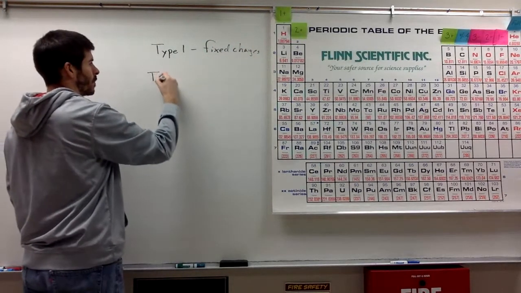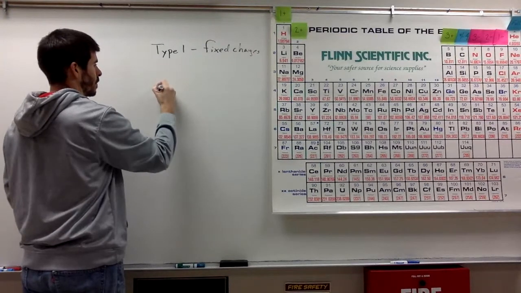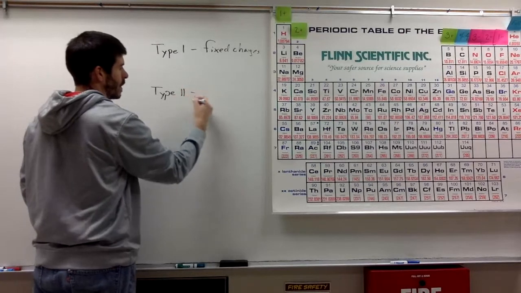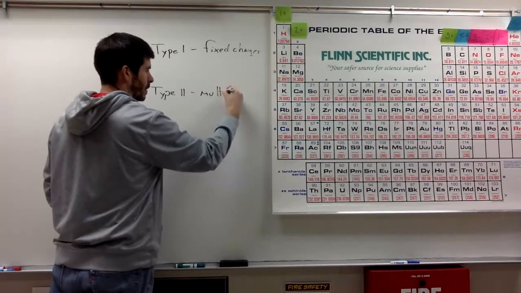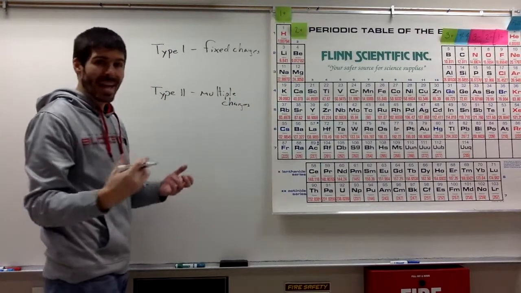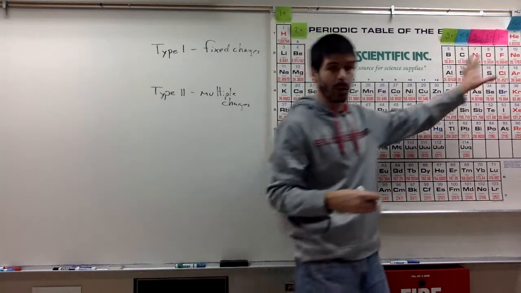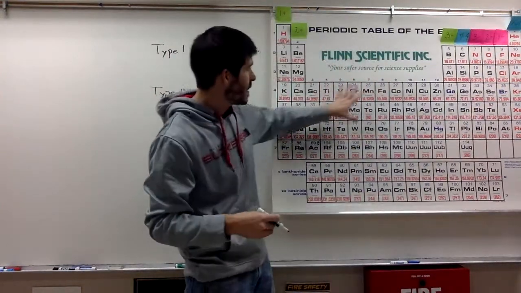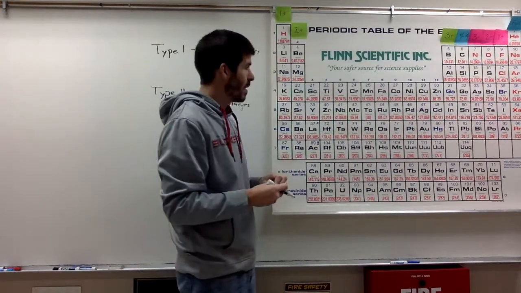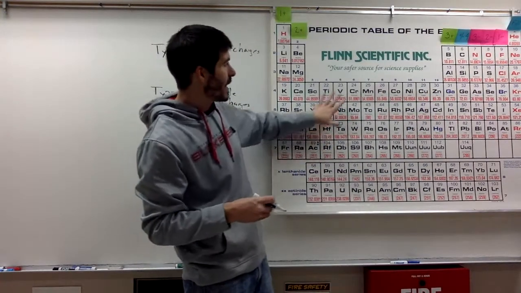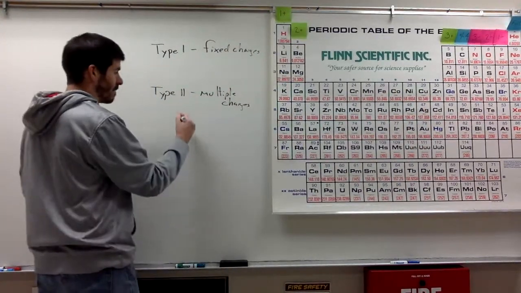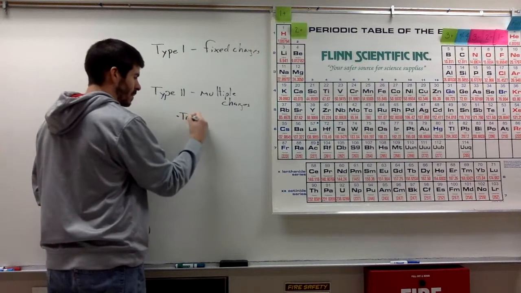Type 2 can have multiple charges, but it's just the cations, because you'll notice there's not really room for it over here with the anions. And it's really here in the transition metals, because they have extra d electrons, they can form different positive ions. And because they can all have more than one charge, we need to know what type they have. So this is mostly the transition metals.